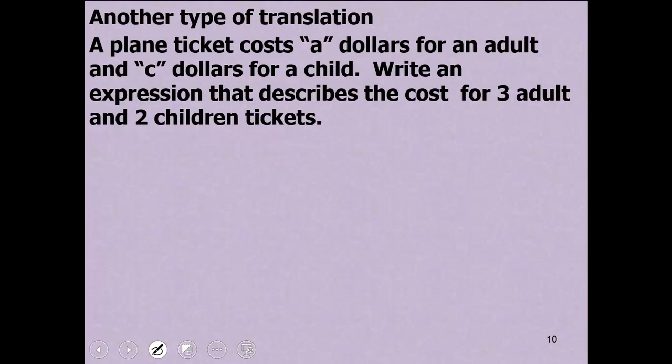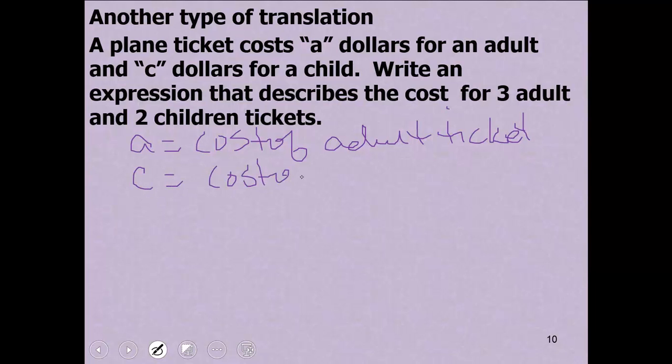Okay, another type of translation, and this is our last slide, and this is very, very fast. A plane ticket costs $A for an adult and $C for a child. So A is dollars and C is dollars. Write an expression that describes the cost for 3 adult tickets and 2 children tickets. So A equals the cost of an adult ticket. C is the cost of a child ticket.